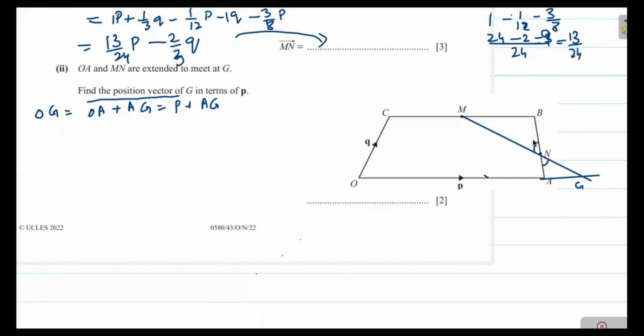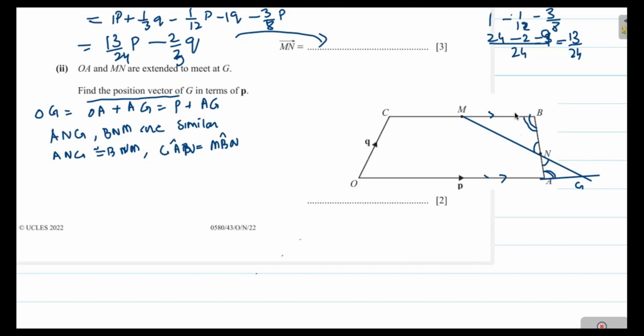Now to find AG, we see that two triangles, one is ANG and the next triangle is BNM, are similar. The reason is that you can see here the angle BNM is equal to the angle ANG because these are vertical opposite angles. Second, CB and OA are parallel lines, therefore BA is a transversal line, and the angles between parallel and transversal will be equal. These are alternate angles. You see here, GAN will be equal to MBN. Now the two angles are equal, therefore these two triangles are similar.